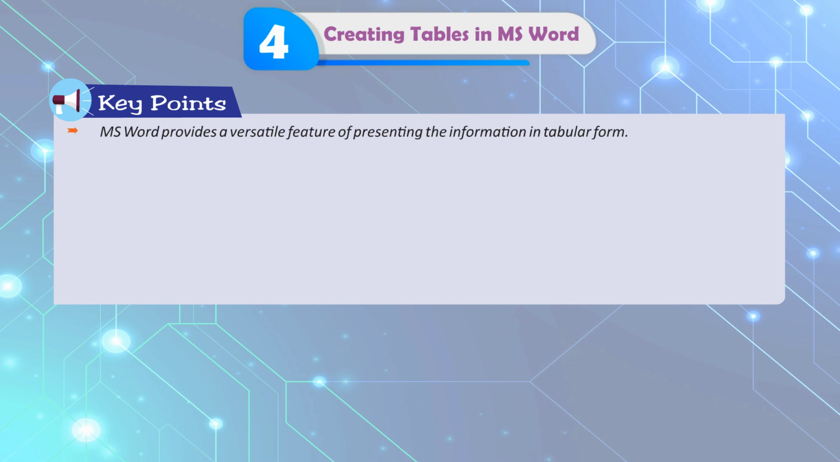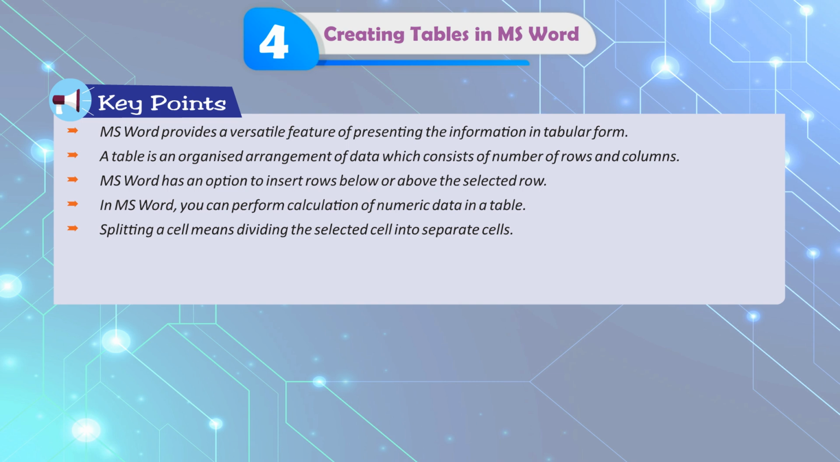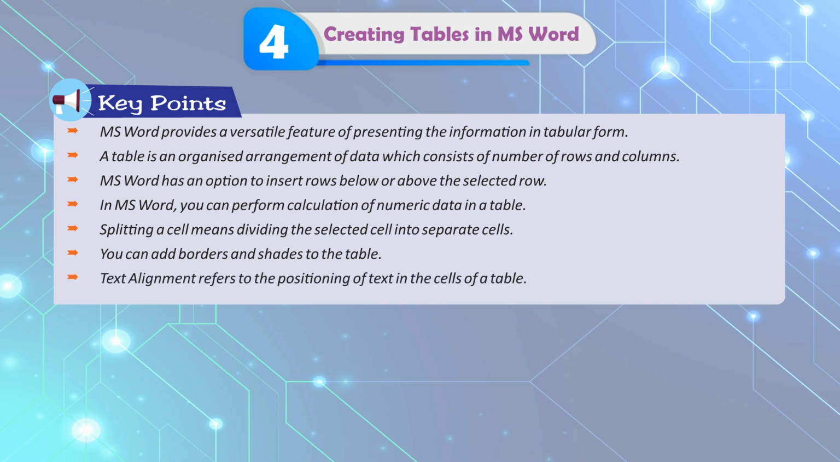Key points. Microsoft Word provides a versatile feature of presenting the information in tabular form. A table is an organized arrangement of data which consists of number of rows and columns. Microsoft Word has an option to insert rows below or above the selected row. In Microsoft Word, you can perform calculation of numeric data in a table. Splitting a cell means dividing the selected cell into separate cells. You can add borders and shades to the table. Text alignment refers to the positioning of text in the cells of a table.